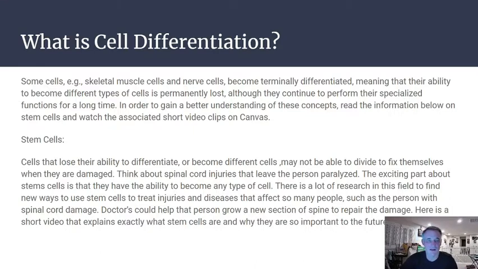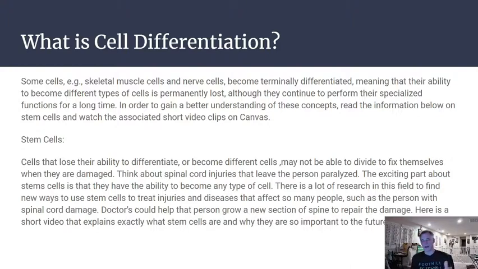And then there's some short videos on Canvas for you to look at that are going to help you understand this. So the cells that are undifferentiated are stem cells. And the stem cells can be triggered genetically as well as environmentally to become a muscle cell, or a nerve cell, or a kidney cell, or a skin cell, or whatever it might be. Cells that lose their ability to differentiate or become different cells may not be able to divide to fix themselves. So when this happens, that's all they have.